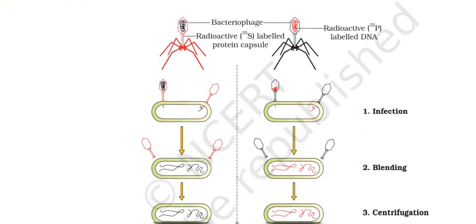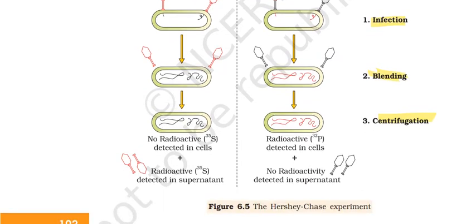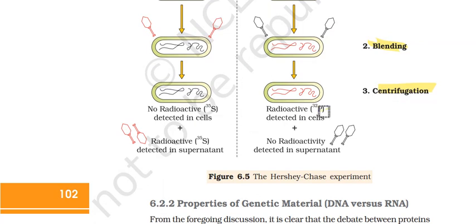Fine. So first you infected them, you blended them, and then through centrifugation you had to separate them. Fine. So this is the P32 infected cells. There is no radioactivity in the supernatant क्योंकि वो सारा सेल के अंदर चला गया. Fine. यहाँ पे radioactive supernatant होगा यानी सल्फर है. सल्फर है radioactive substance क्योंकि वो सेल के अंदर नहीं जाएगा, वो प्रोटीन है.